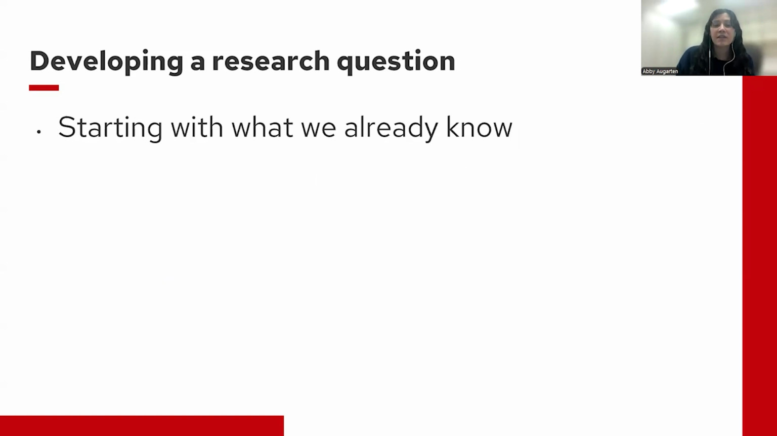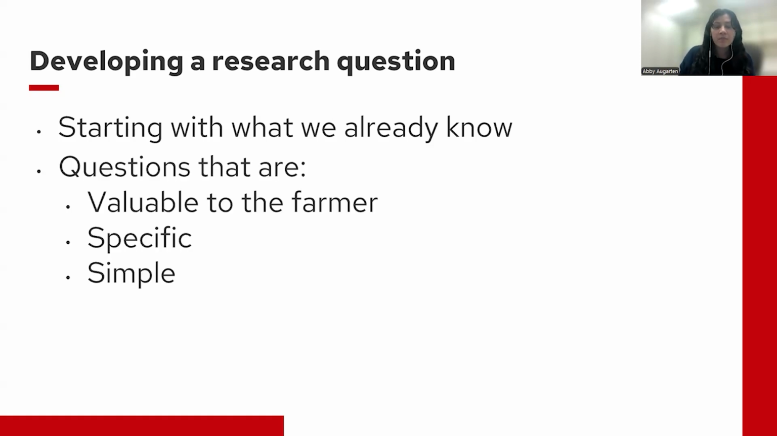So when developing a research question, I like thinking about what do we already know, right? What information and resources are already out there from other local and relevant research studies, and how can we use this to inform whether or not an on-farm research trial is the next step, and if so, what really should we investigate so that the farmer gets the most bang for their buck.